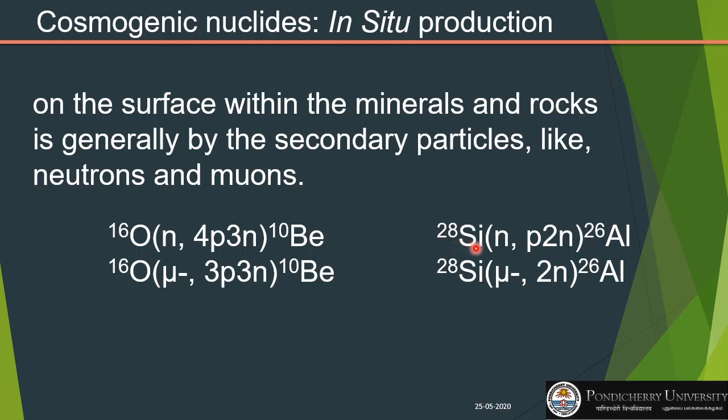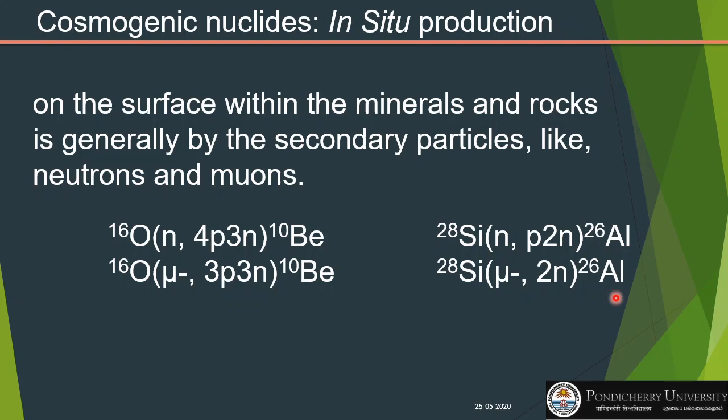The mass number 28 isotope of silicon, which is a common isotope in the minerals, can be a target nucleus for production of 26 aluminum. In this example, 1 proton and 2 neutrons go out of the silicon nucleus to produce atomic number 13 aluminum with mass number 26. This can also be done using negative muons, and in that case, because of the charge balance, only 2 neutrons go out of the silicon nucleus to make the 26 aluminum.